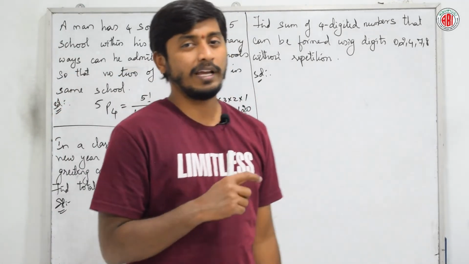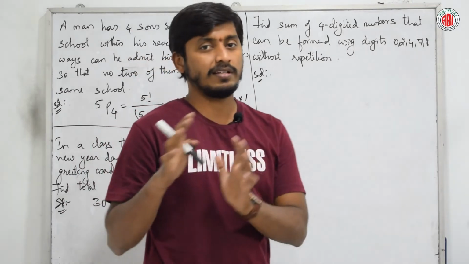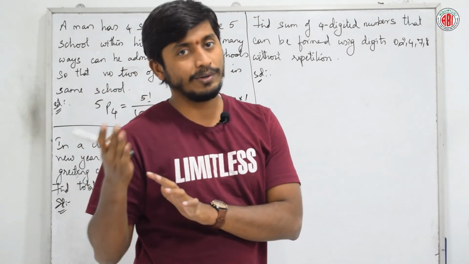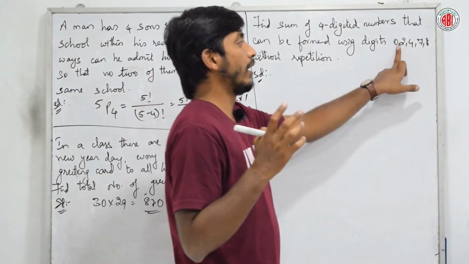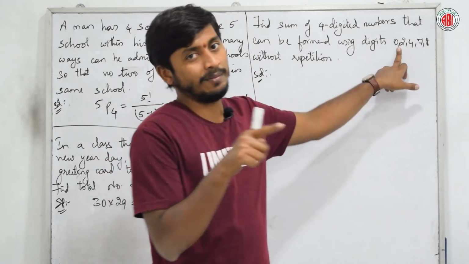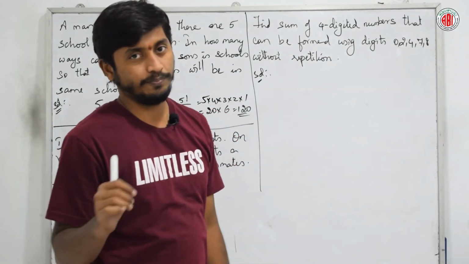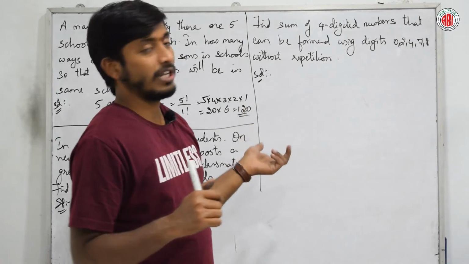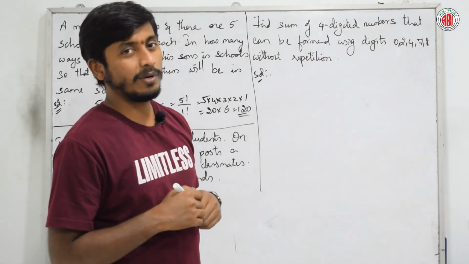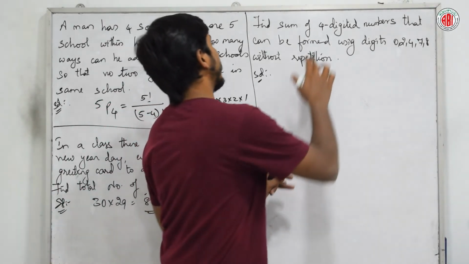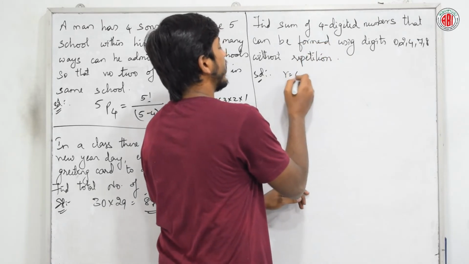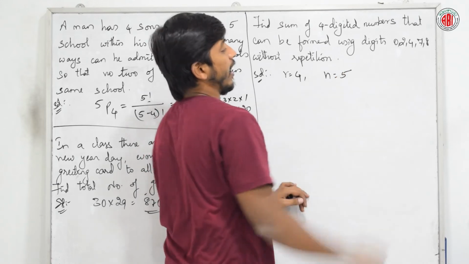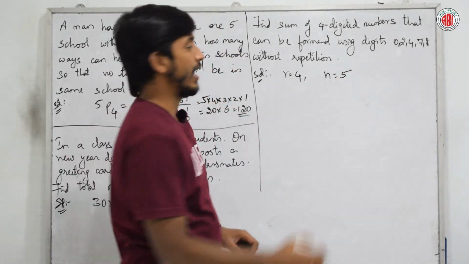So what was the formula? (n-1)P(r-1) times the sum of digits times 111 up to r terms, if 0 is not included. What if 0 is included? We have to subtract (n-2)P(r-2) again, same story. Did you understand? Fine. So shall we directly substitute into the formula? See here. What is r here? r is 4. What is n? n is 5. So what is the formula now?